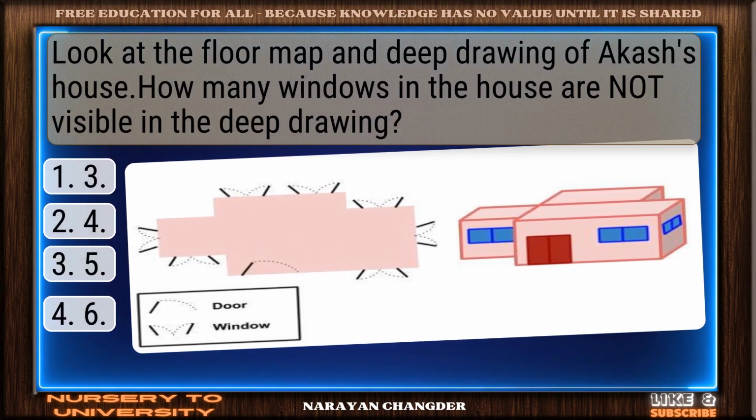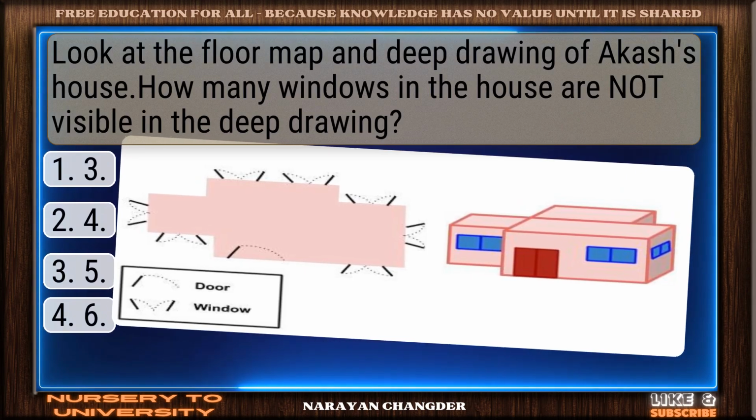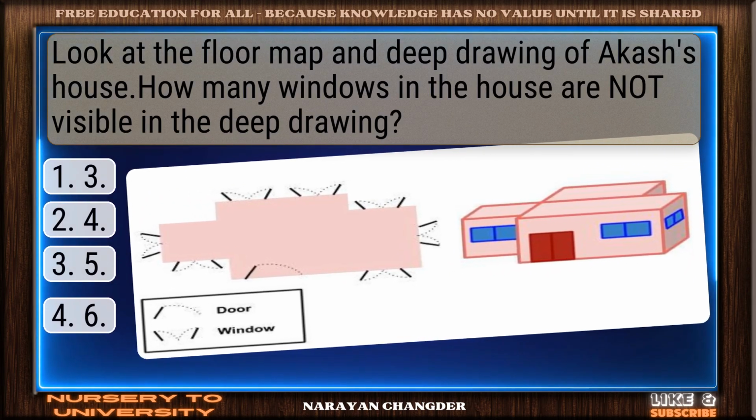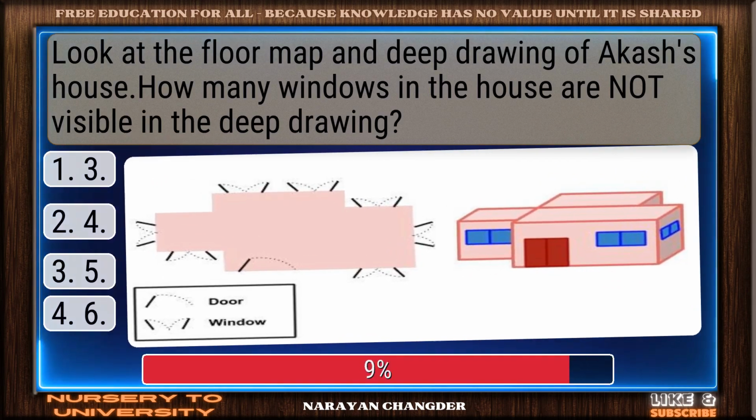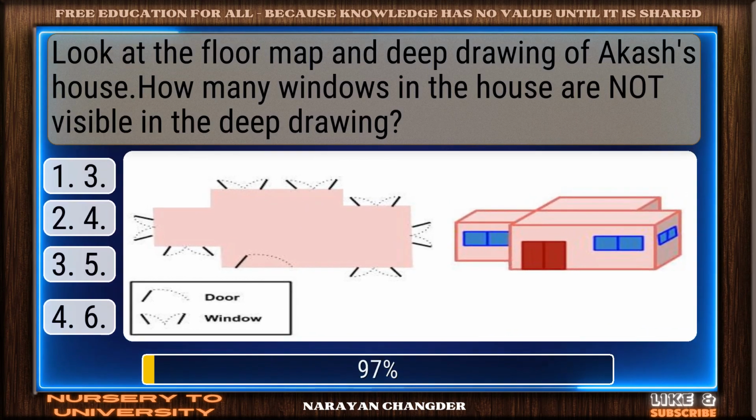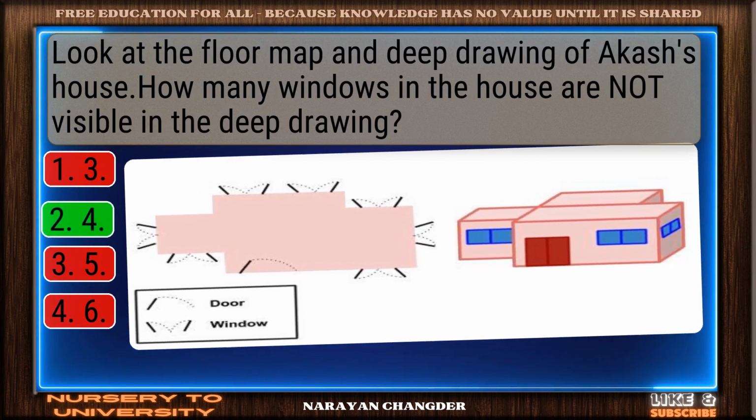Look at the floor map and deep drawing of Akash's house. How many windows in the house are not visible in the deep drawing? Bravo, 4 is the answer.